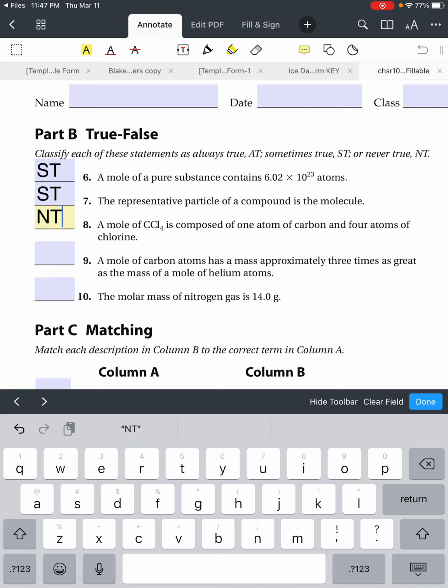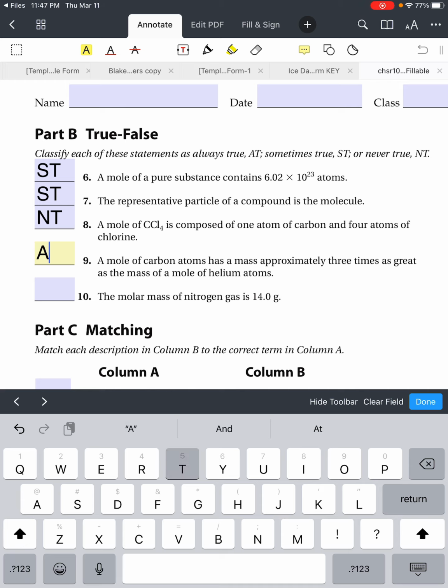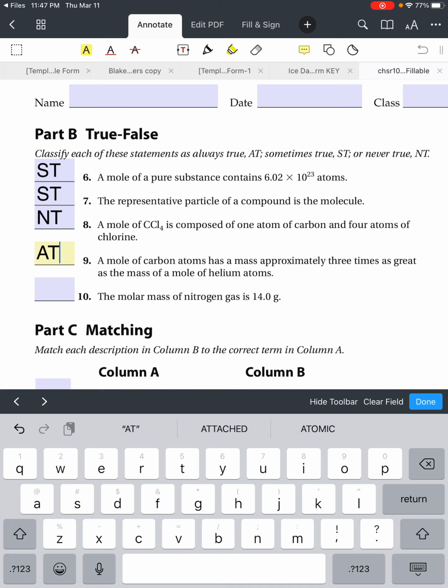And a mole of carbon atoms has a mass approximately 3 times as great as the mass of a mole of helium. And that's, I guess, always true because carbon has a mass of 12 when I go to the periodic table, and helium has a mass of 4. So 12 is approximately 3 times greater than 4.